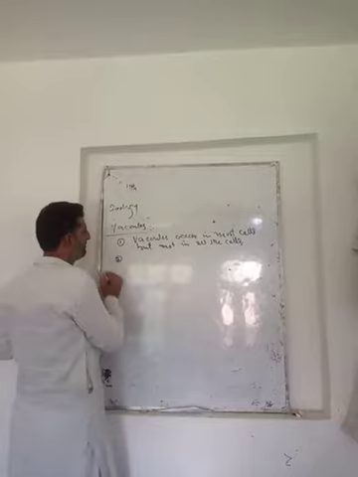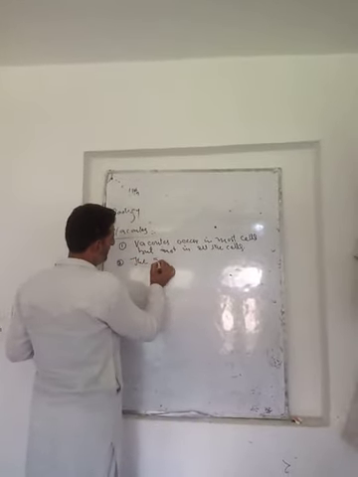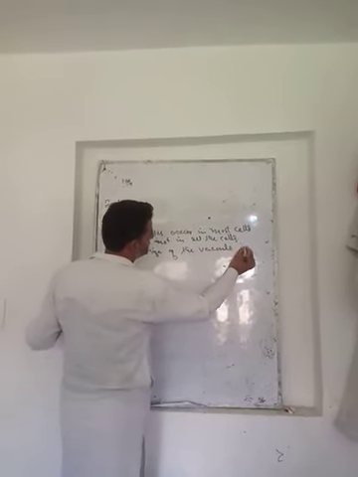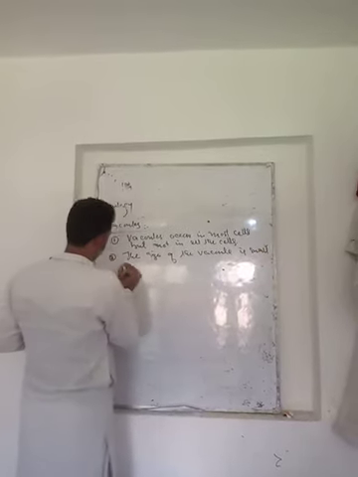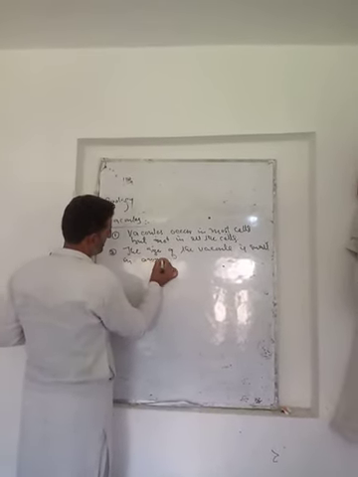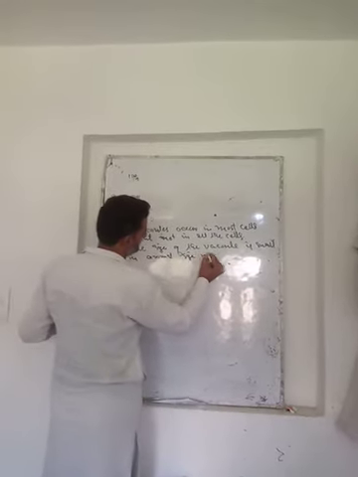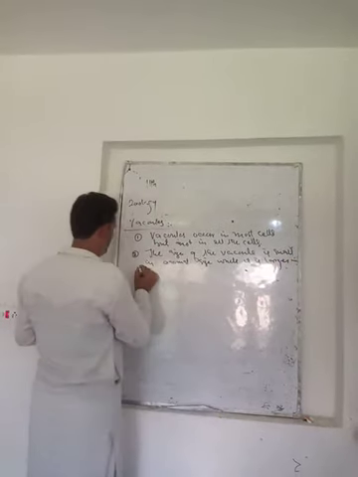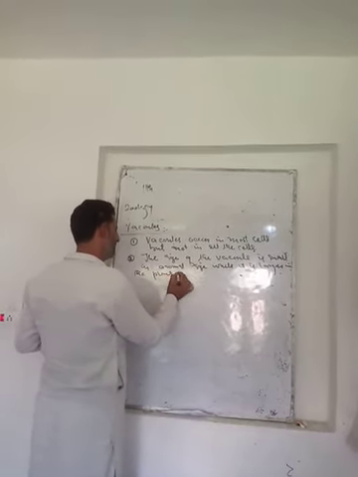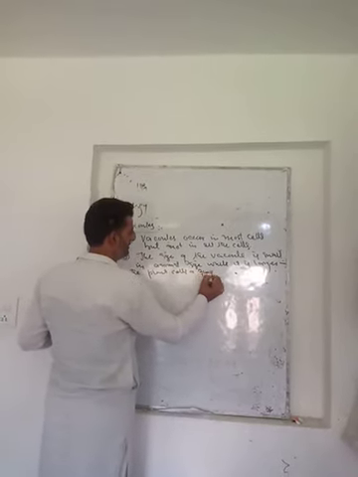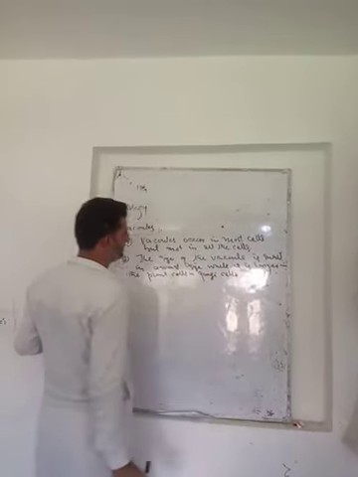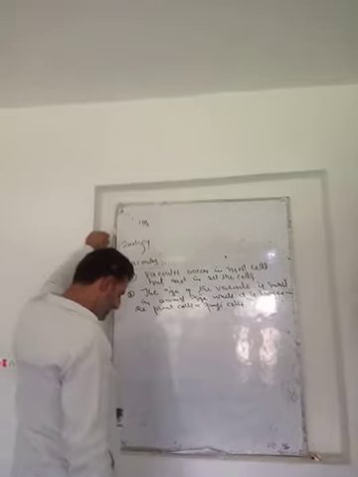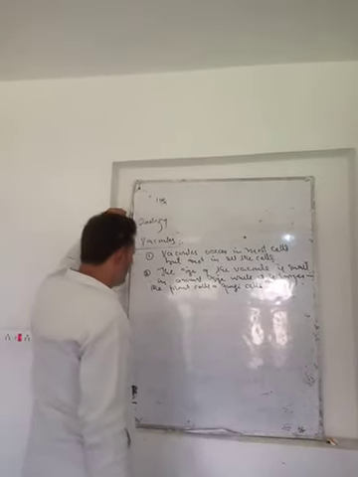The second point is the size of the vacuole. The size of the vacuole is small in animal cells, while it is larger in plant cells and fungi cells.